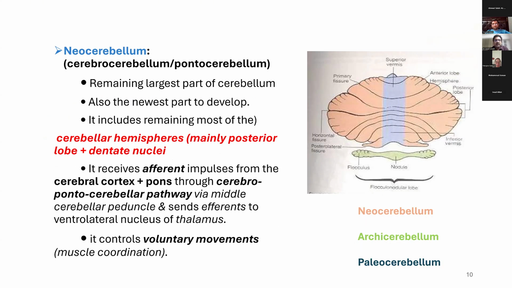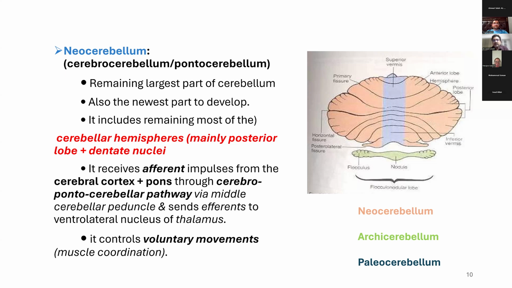Now the third portion, which is the newest portion, phylogenetically or age-wise, is the cerebrocerebellum or the pontocerebellum. We call it neocerebellum. So if I say how to remember it, you can say this is the newest one, neocerebellum. So this is the largest portion of the cerebellum and the newest part to develop. And what does it include? It includes cerebellar hemispheres, mainly the posterior lobe, plus dentate nuclei. So the major chunk of the cerebellum resides in this neocerebellum.